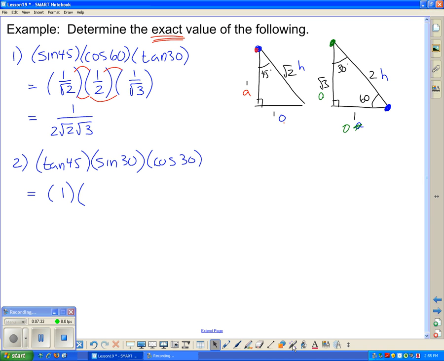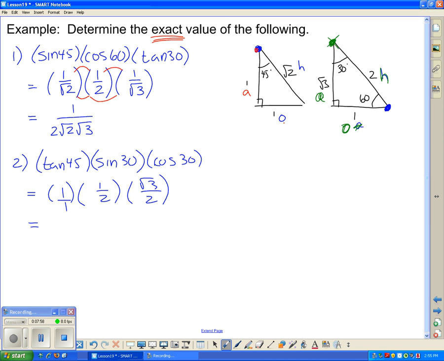What's sine of 30? 30 is my green angle over here, so I'm working with that triangle. Sine is opposite over hypotenuse, so it's going to be 1/2. And cos of 30 degrees, again with the green, cos would be your adjacent over your hypotenuse. Root 3 over 2. Multiply the fractions together.